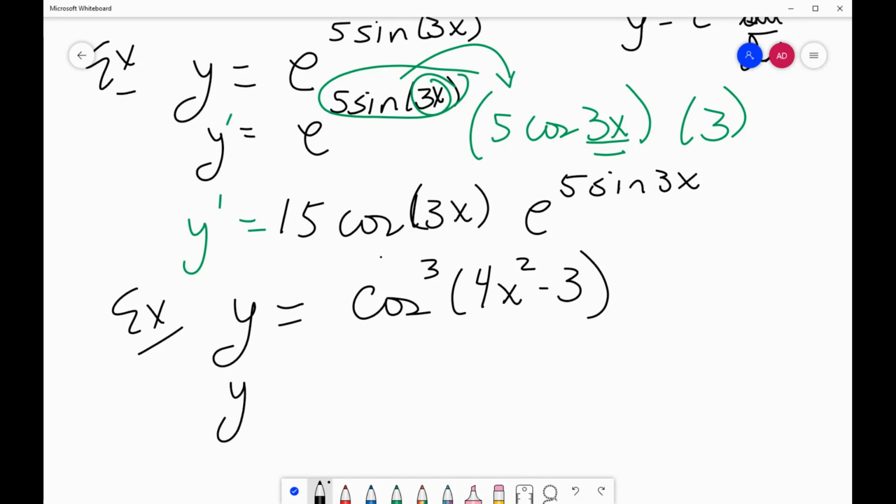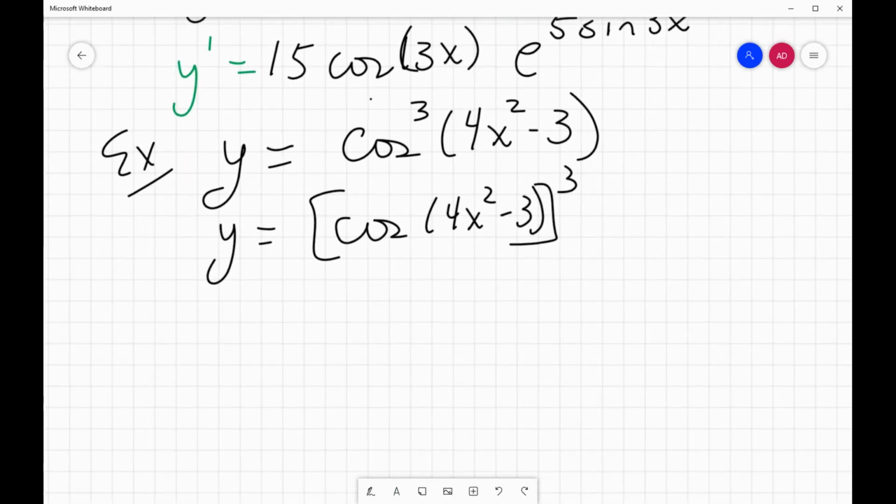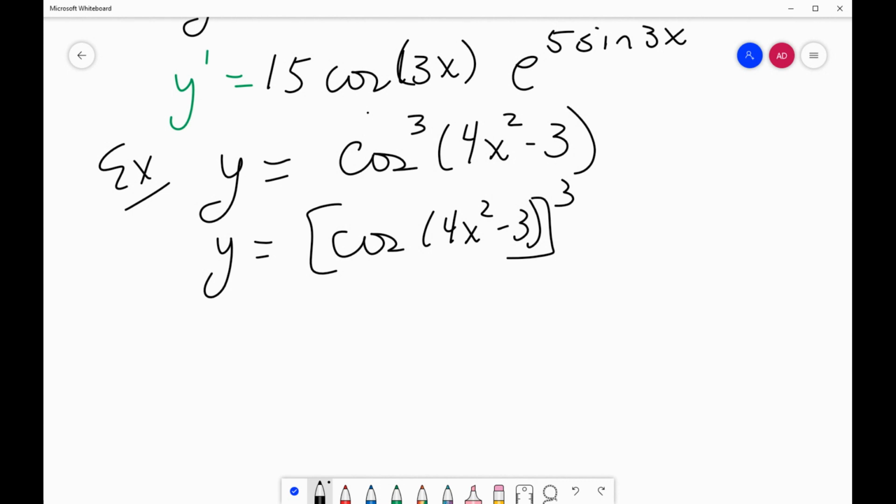For starters, please recognize that that's really saying cosine of 4x squared minus 3, and the entire thing raised to the third power. So for starters, you have to know that. You might not have ever seen that before, but you want to recognize that they're the same thing.